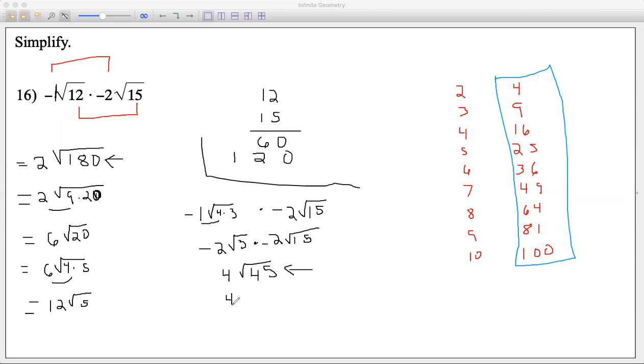So that would be 4 times, what, 9 times 5? Notice we're going to get exactly the same answer, exactly the same steps. Square root of 9 is 3. 3 times 4 is 12. So we get 12 root 5. We got exactly the same answer. And let's see, 1, 2, 3, 4, 5 to the answer. Same number of steps. So it didn't really save us anything. Although, I mean, we didn't have to multiply 12 times 15.